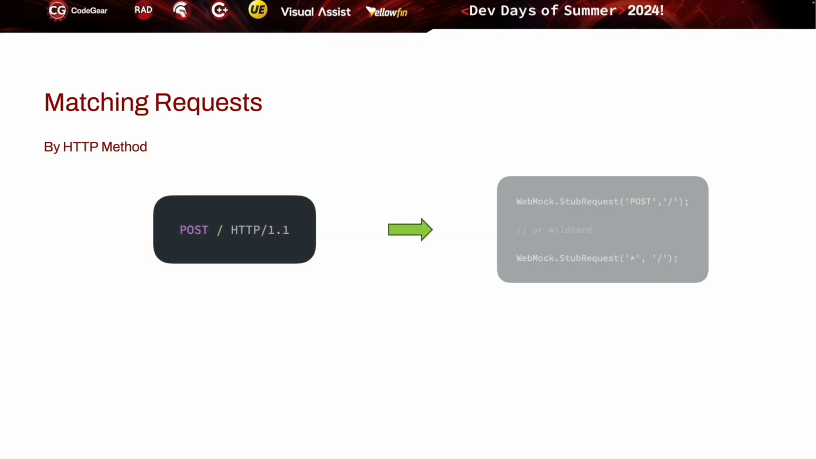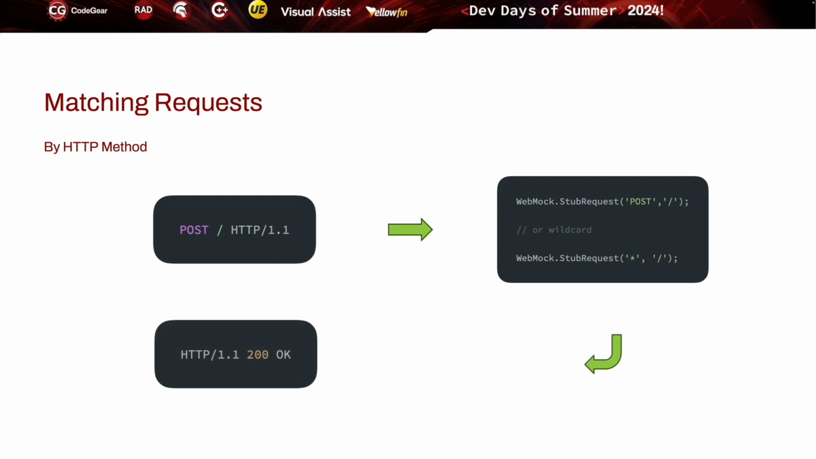So here we have an HTTP method POST. You can do the WebMock stub request post / would match this, or you can do the wildcard match, which is WebMock.StubRequest with / and that matches the same POST / request that we can see here. Of course, like I say, the wildcard will match all of the HTTP verbs there, so it's not always the thing you want to do. I would say be as focused as you need to be.